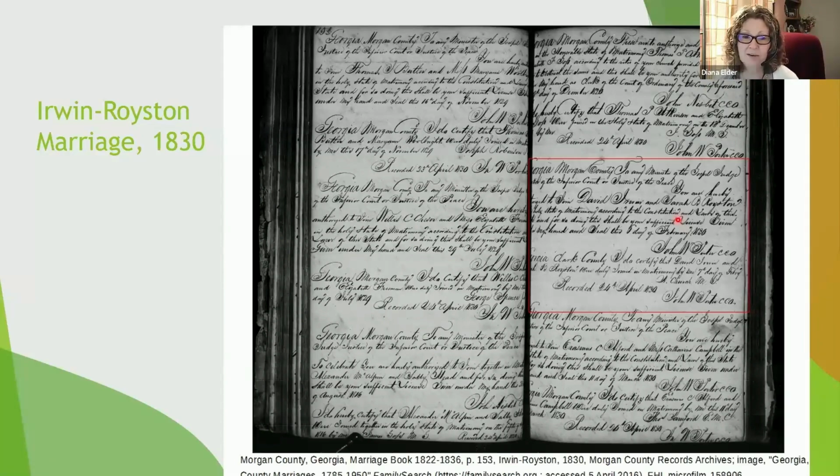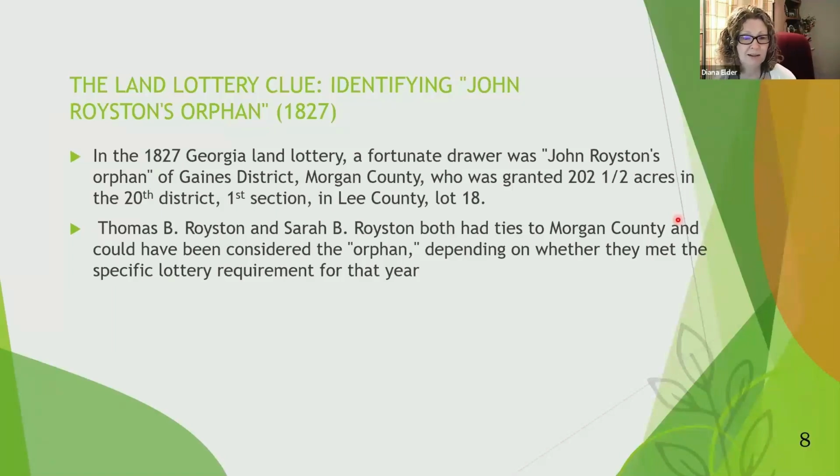Now, we have another research question, and that is, who is the father of these two Roystons, Thomas and Sarah? And there was a land lottery record that talked about a John Royston's orphan. And this becomes a really important piece of the puzzle. So this was in 1827, which would be 3 years before that marriage. And we see that there was a fortunate drawer who was John Royston's orphan of Gaines District, Morgan County. So did your ears perk up when you saw Morgan County? Because that is where that marriage was taking place, and it's the very same surname.